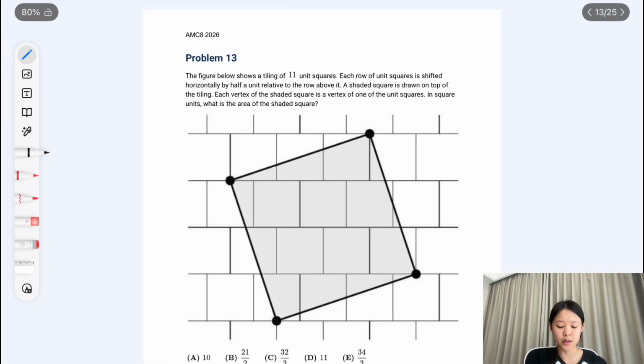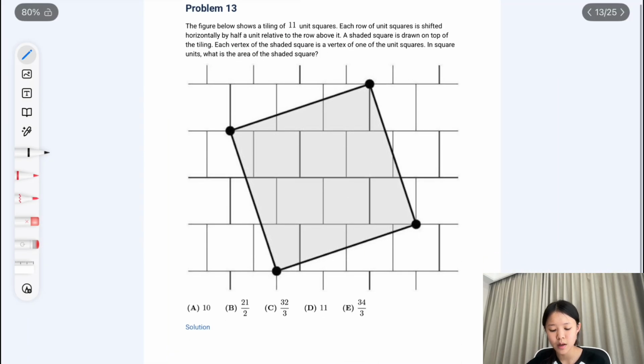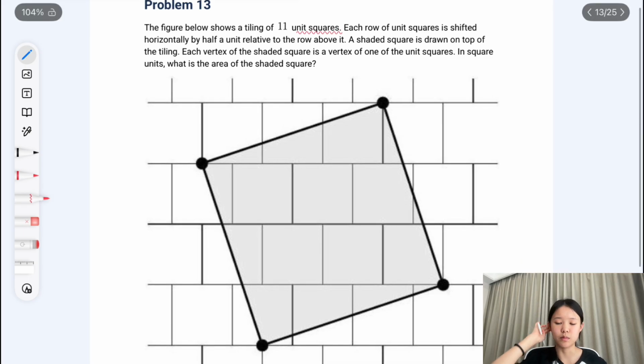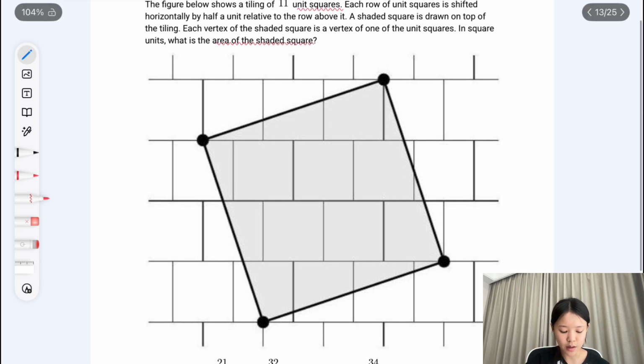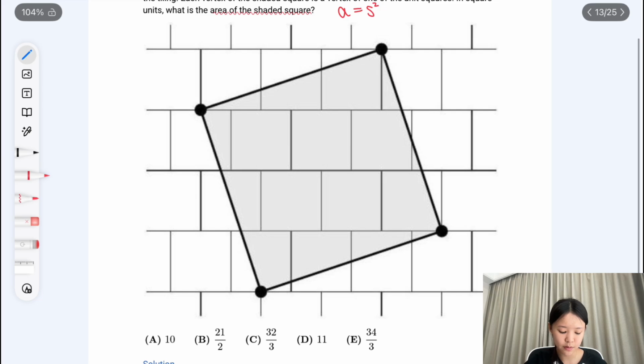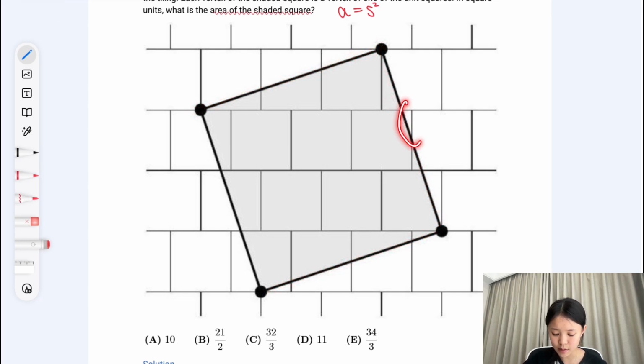Okay, problem 13. They show us this square, and they tell us that it's made up of unit squares that are not put straight, but they're slightly moved horizontally by half a unit relative to the row above it. So they ask us what is the area of the shaded square. So we know a square's area equals the side length squared, right? So all we need to do is find the side length, and we need to find one of these sides.